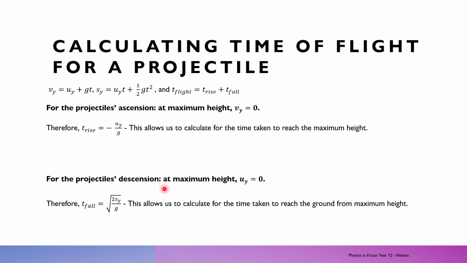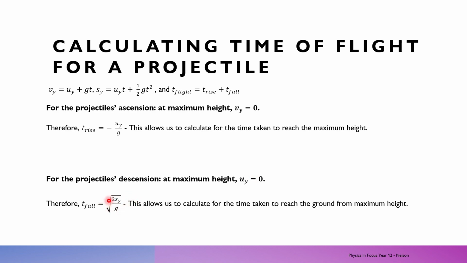In this scenario, we need to be focused on the idea that Uy is equal to 0. In other words, when we're at the maximum height, the starting velocity in the y-axis will be equal to 0 before it begins to fall back down to the ground and build velocity in the negative direction.